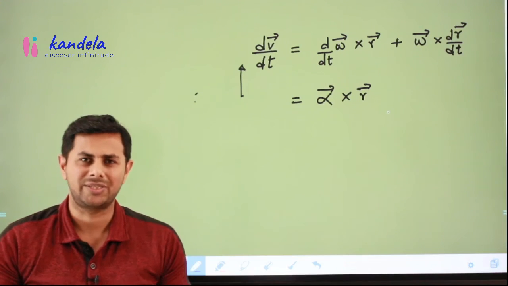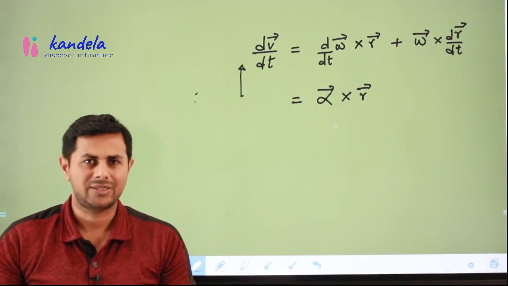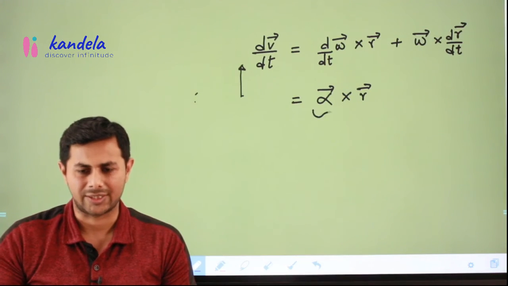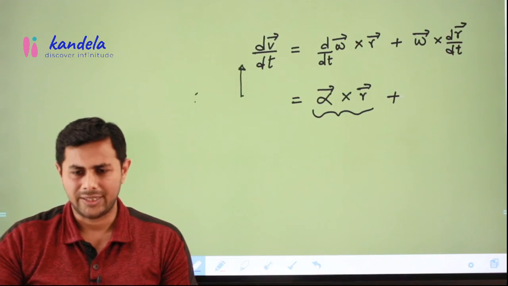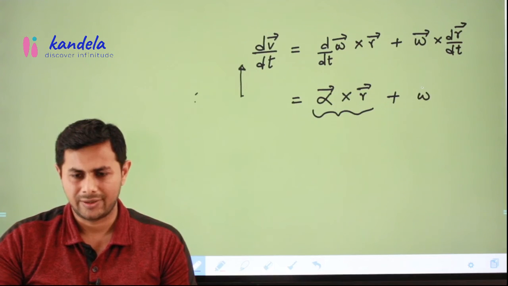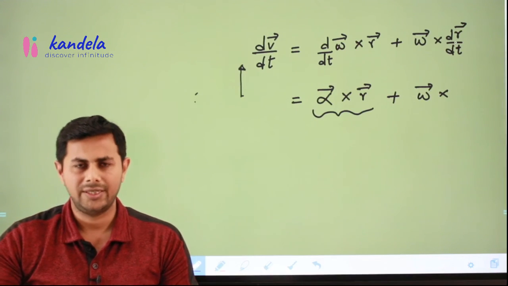And recall, did we discuss this thing? Of course we discussed. This is our tangential acceleration, right? It was r times alpha. And the second term is omega bar cross d r bar by dt.